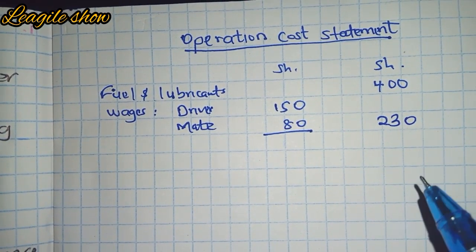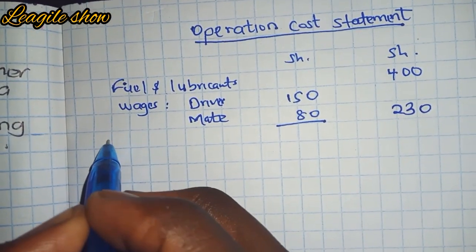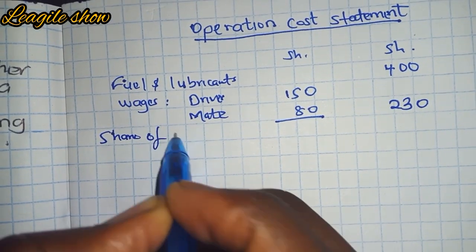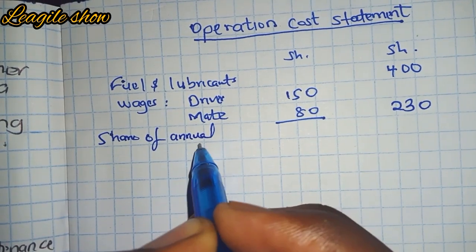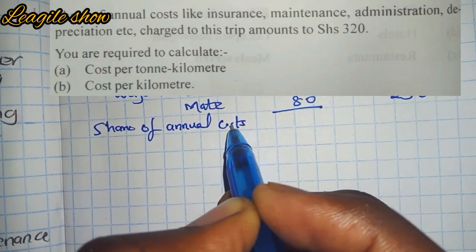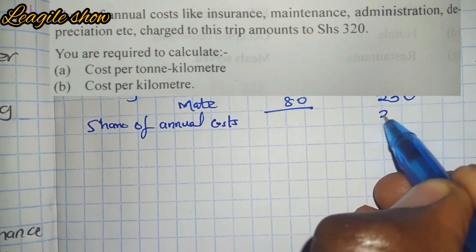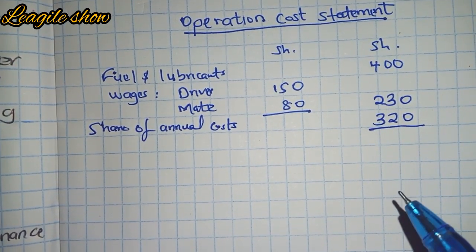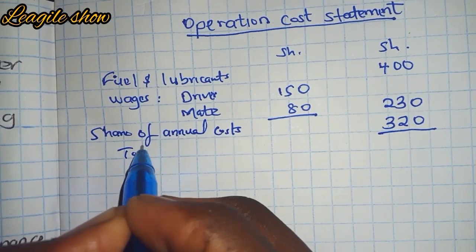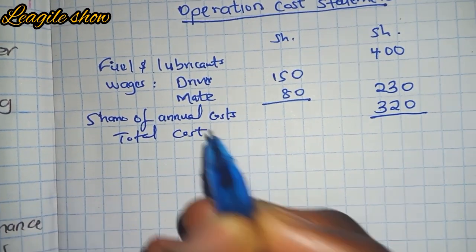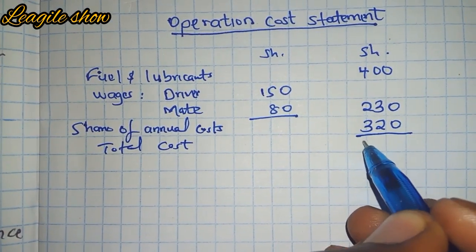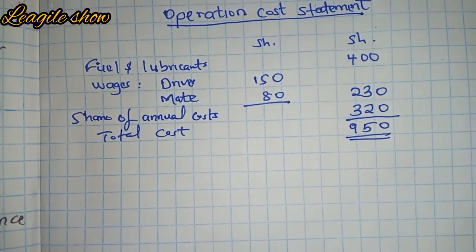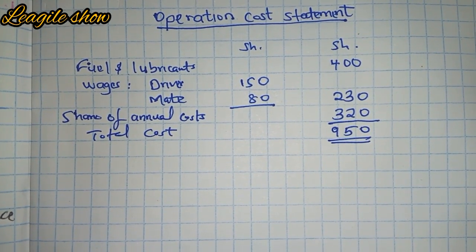We write it there. Then we also had another cost here, which was share of annual cost, which was given at 320. Hope you saw that. So given this, our total cost based on the information you have been provided with here, if you add all this, amounts to 950. So that is our operation cost statement.